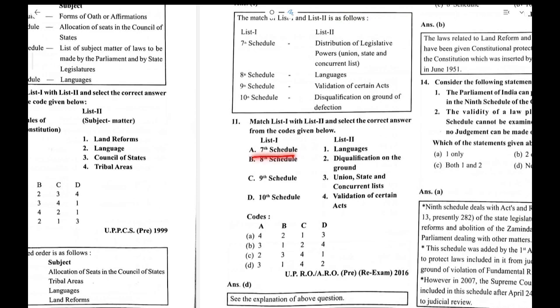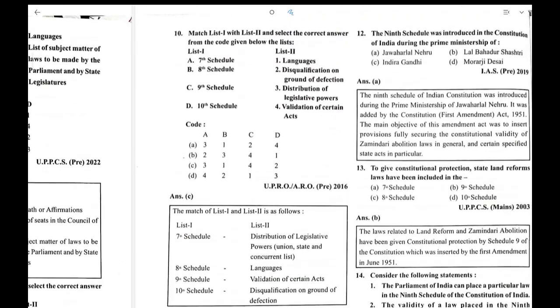7th schedule again provides for union state concurrent list. 8th schedule provides for languages. 9th schedule provides for validation of certain act and 10th schedule provides for disqualification. D is the correct answer. So 9th schedule was introduced in the Constitution of India during the Prime Ministership of, अभी बताया मैंने, जवाहरलाल नेहरू.